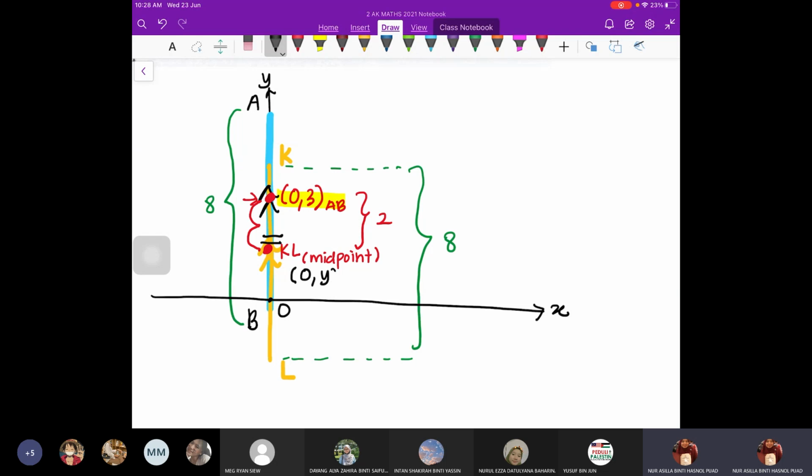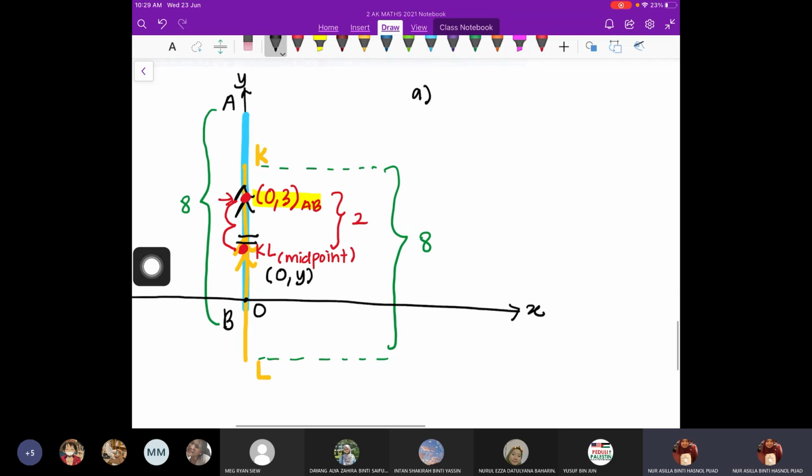Okay, sekarang Y kita tak tahu. Jadi distance diberi between AB punya midpoint dengan KL punya midpoint adalah 2. Jadi we are dealing with vertical distance. So kita akan jawab dengan 2 is equals to 3 minus Y. Okay. So minus 3 minus 3. So negative 1 equals to negative Y. Dan kita divide dengan negative 1, negative 1. So Y is equals to 1.